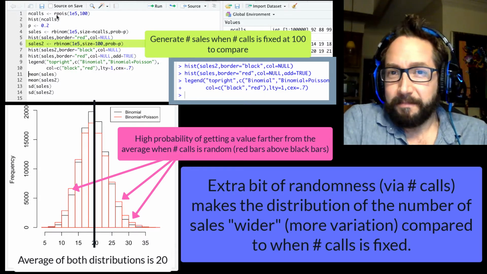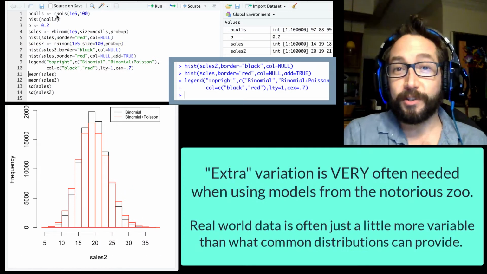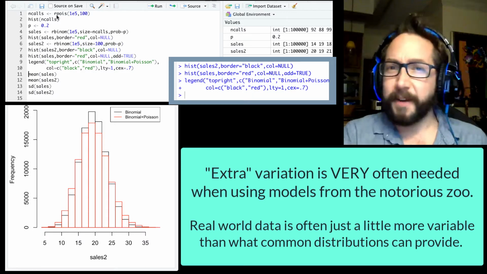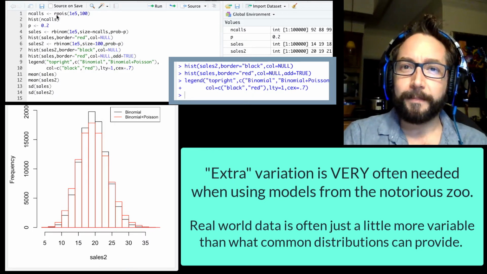And that's very common in the real world. Very often, some of these notorious distributions do fall short because real-world data tends to be a little bit more variable than what the notorious distribution can actually provide.